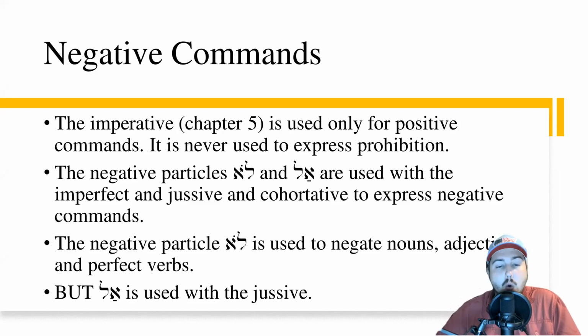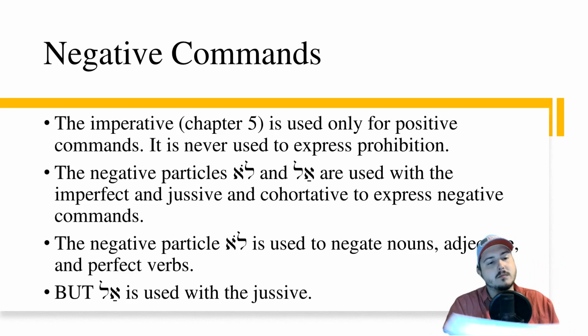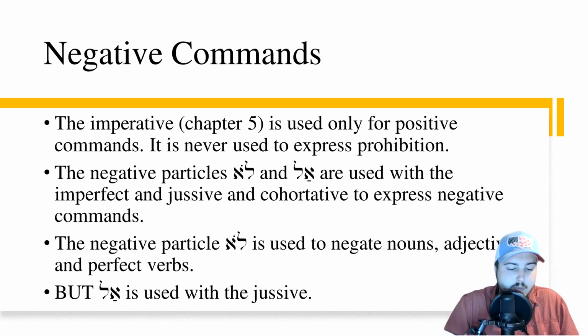The negative particle lo is used to negate nouns, adjectives, and perfect verbs, but al is used with the adjussive. And you can see some examples there on page 69. Lo tignov, you shall not steal. Lo tiritzach, you shall not murder. I can't pronounce anything tonight. That's straight out of the Ten Commandments.